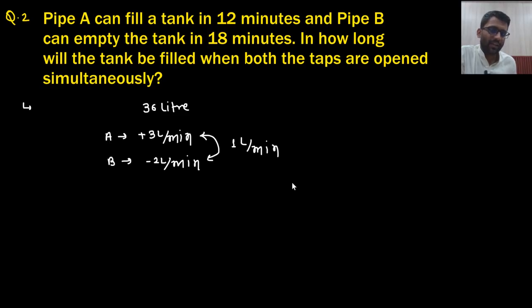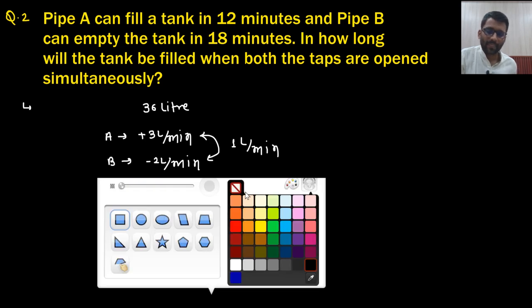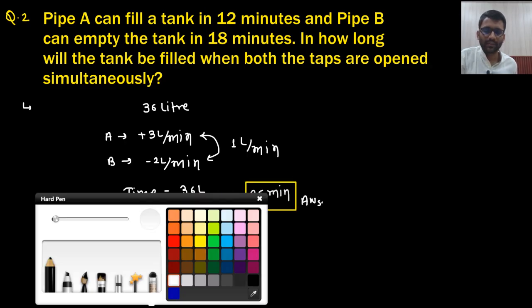In 1 minute we are getting 1 liter. So how much time will it take? 36 liter was there, divided by 1 liter per minute. So it will take 36 minutes. Well and good. This is the answer. Very, very easy. Let's see the next one.